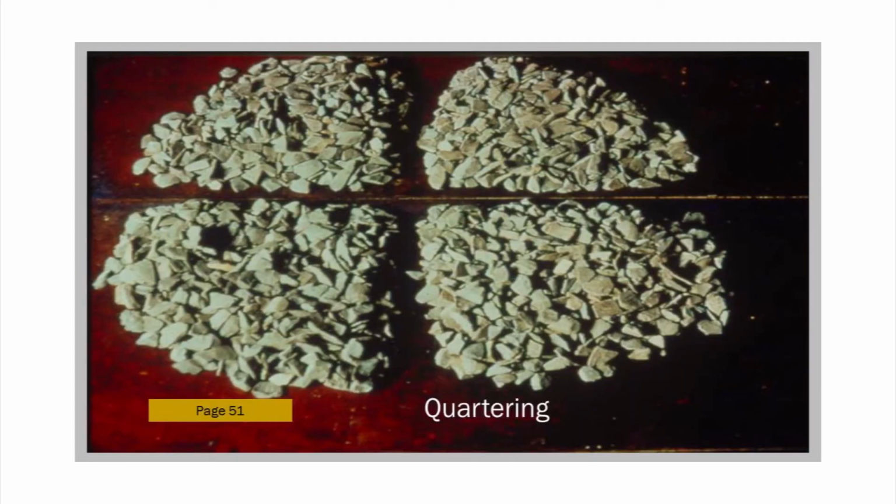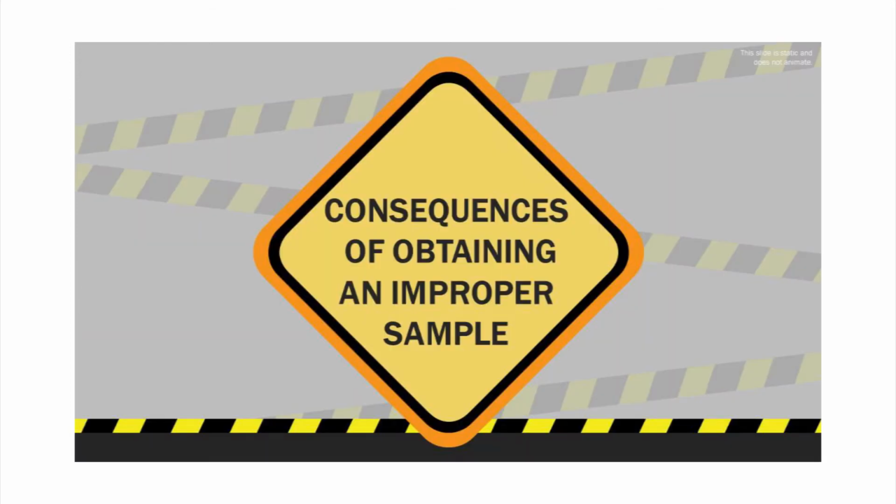Here's an example of quartering. Now that we have learned the proper methods of stockpiling, stockpile recovery, and sample reduction, think of the consequences or problems that could occur if we do not follow proper procedures that we learned today.